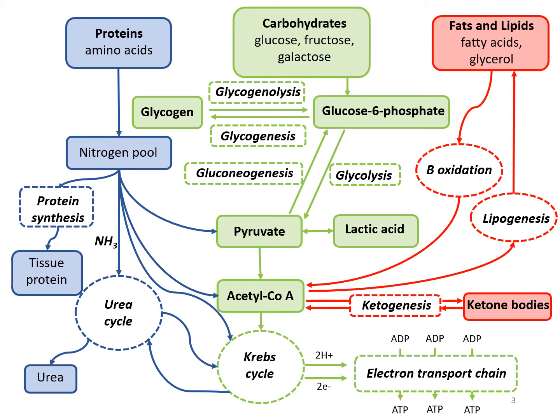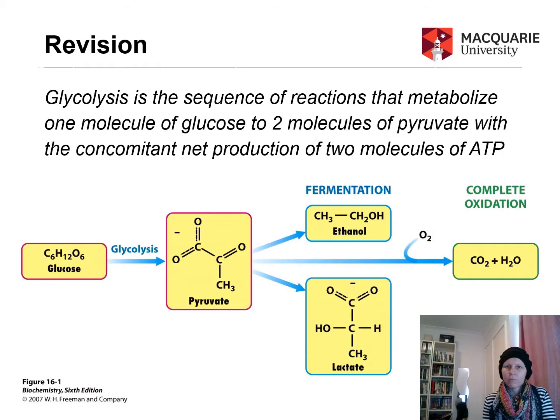And I should mention that the Krebs cycle is also referred to as the citric acid cycle or the tricarboxylic acid cycle. So just to remind you what we learnt in the first video, glycolysis is the breakdown of glucose, and the sequence of reactions takes that 6-carbon molecule to produce 2 molecules of pyruvate. Now, under aerobic conditions, we can completely oxidize that to carbon dioxide and water. So if we've got oxygen present, we can go down that middle track, and that's what we'll be talking about today.